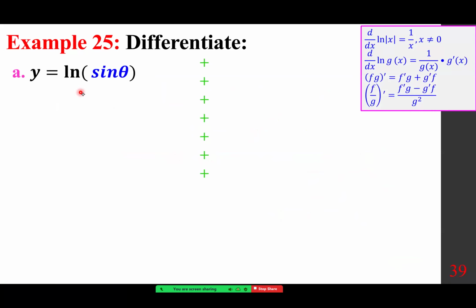ln of sine theta, we want to differentiate, and number 1, we're going to flip this over according to this formula because it's ln of g of x, or g of theta in this case. I'm going to follow the formula from memory. So flip this over, and then we need the derivative of sine, which is cosine. So we end up with cosine theta over sine theta. All of you know it's cotangent theta.